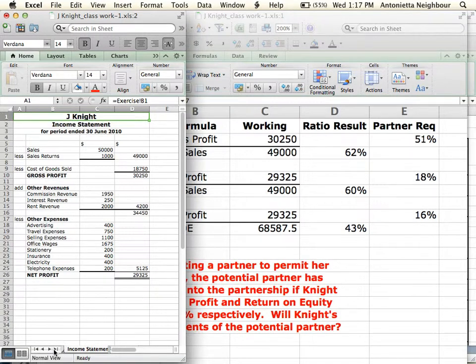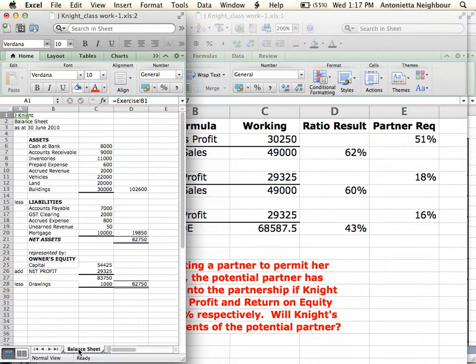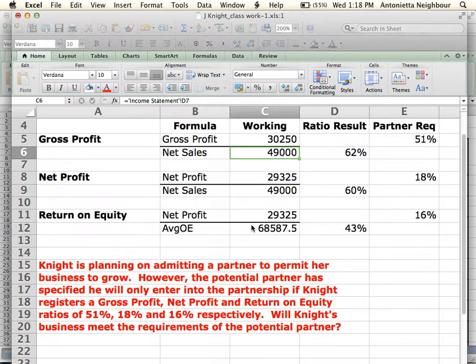Okay. What about the average owner's equity? Average owner's equity is equity at the beginning of the period, which is 54,425. That's the figure you're given in the exercise. And then equity at the end of the period, which is basically the difference between the two, is the profit you made during the period and any drawings that the owner has made. So average those two figures out, and that's your average equity.